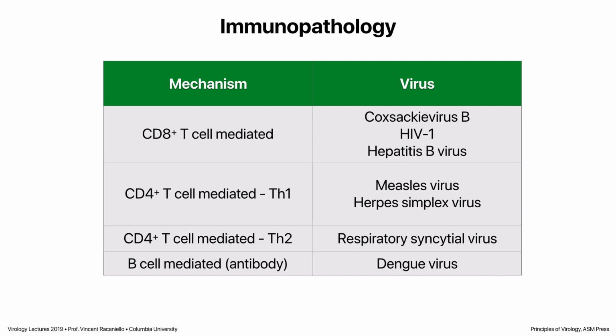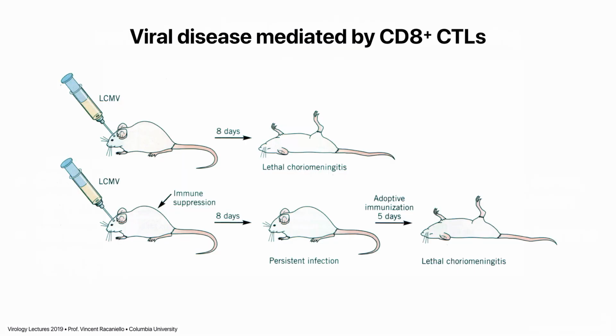So I want to show you a couple of these and how they work. So again, this is immunopathology. You have a virus infection, the immune response is causing the disease. So here's an example with lymphocytic choriomeningitis virus, a mouse virus that we use to study viral pathogenesis. This disease is mediated by CD8 positive cytotoxic T lymphocytes. You take an adult mouse, you infect it with LCMV. Here we're putting IC.